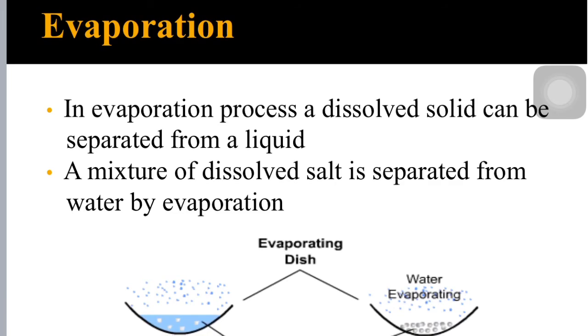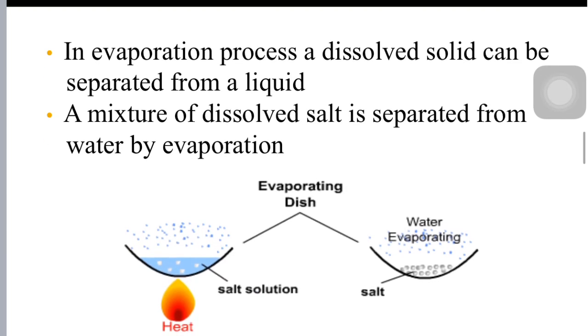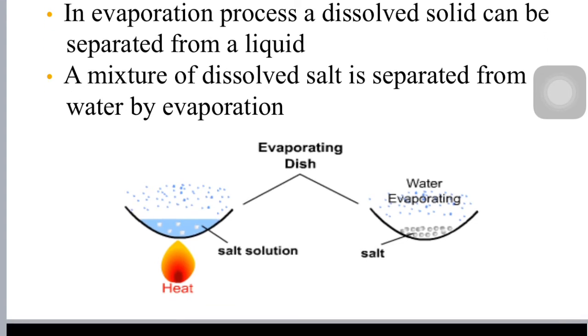The next technique to separate mixtures is evaporation. In the evaporation process, a dissolved solid can be separated from a liquid. As we have discussed earlier, mixtures are not completely dissolved into a liquid, but only a little bit dissolved in the liquid. A mixture of dissolved salt is separated from water by evaporation.